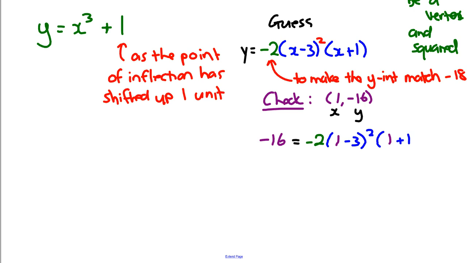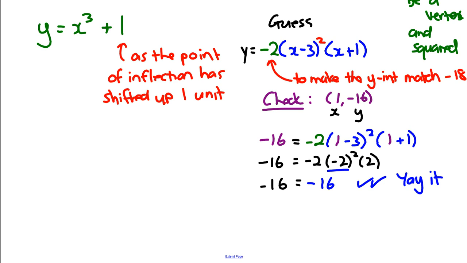Let's see if this works out. Negative 16 equals negative 2, 1 minus 3 is negative 2 squared, times 2. Does that work out? Let's see. You've got to do BEDMAS, so you've got to do the squaring first. Negative 2 squared is 4. 4 times negative 2 is negative 8. Negative 8 times positive 2 is negative 16. Yay, it works.